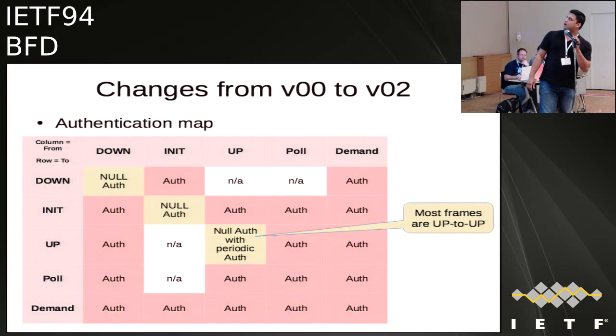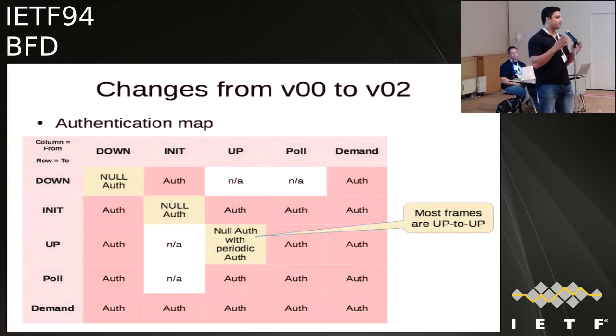Also, if you notice, the up to up transition is going to use a null authentication generally, but we must allow configuration to periodically authenticate the CC ups to completely prevent man-in-the-middle attacks over a long period of time. Next slide, please.